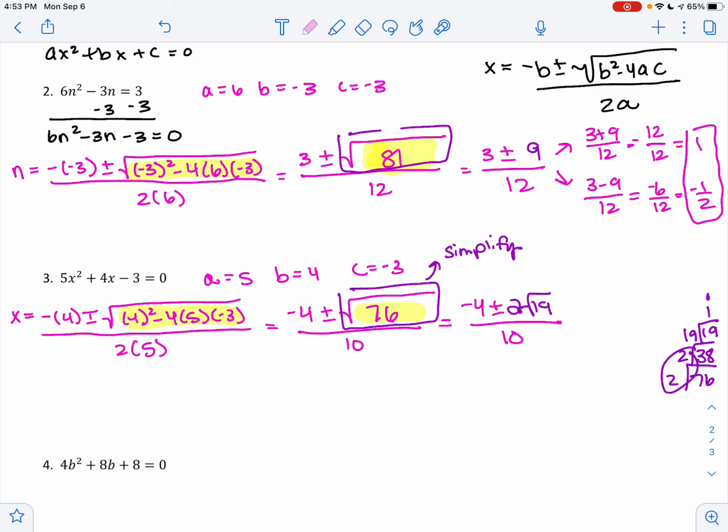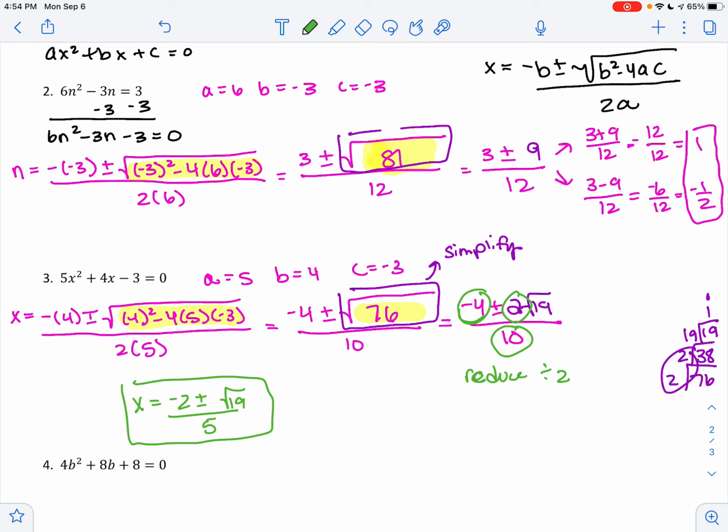But what I do notice is that I can reduce. All 3 of my outside numbers are divisible by 2, so I can divide by 2. So if I divide by 2, I'll have x equals negative 4 divided by 2 is negative 2, 2 divided by 2 is 1, and 10 divided by 2 is 5. So I have 2 solutions here. Those 2 solutions are negative 2 plus the square root of 19 over 5, and negative 2 minus the square root of 19 divided by 5. These are both my solutions.